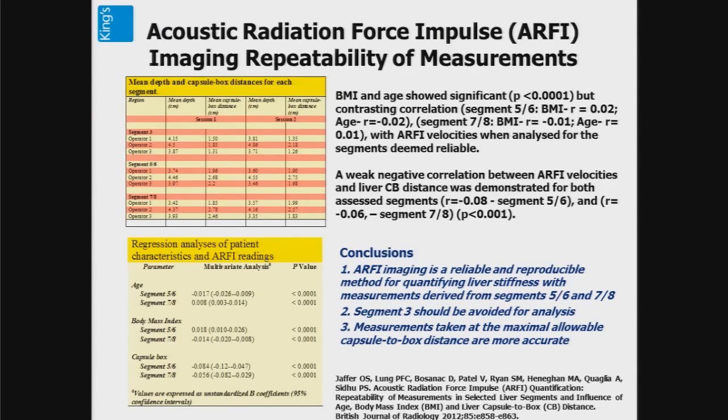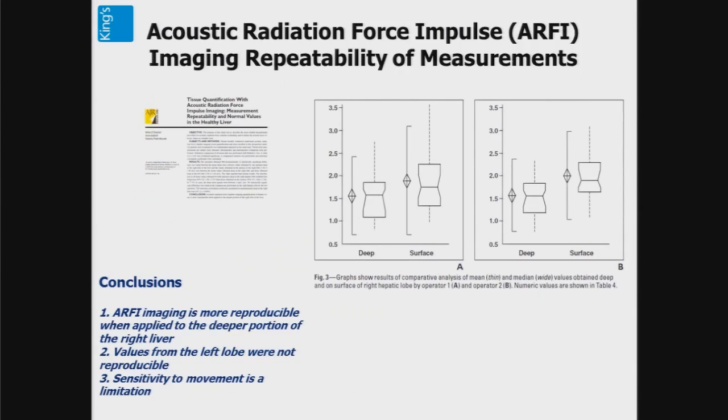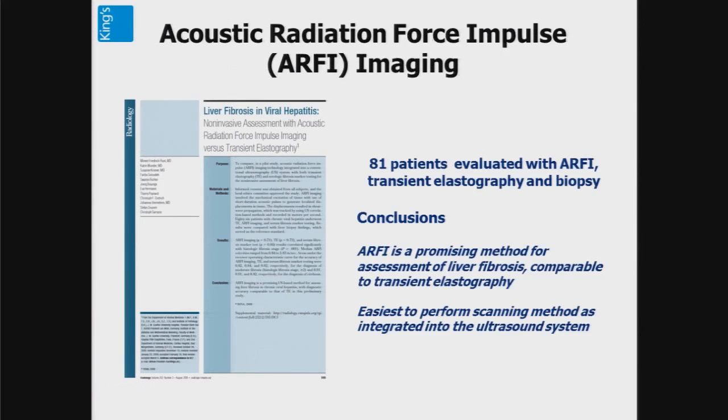It's well recognized that the nearer the capsule you are, even with histology, the more fibrotic your specimen is. So avoid the capsule. And this has also been pointed out in a further study from Merco's group in Italy, that it is more reproducible when applied to deeper portions of the right liver, left lobe not reproducible, sensitive to movement. So how do you do a shear wave measurement? You turn the patient into a lateral position, quick suspended respiration, don't breathe in and hold your breath. This increases the stiffness of your liver. You're going to get an inaccurate reading, and briefly do that measurement.